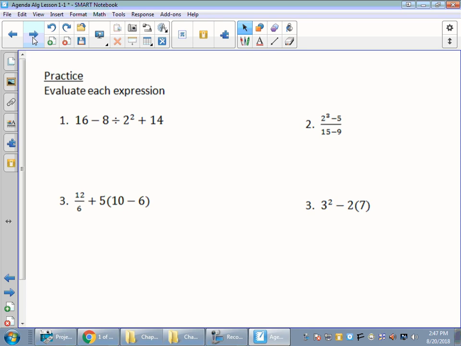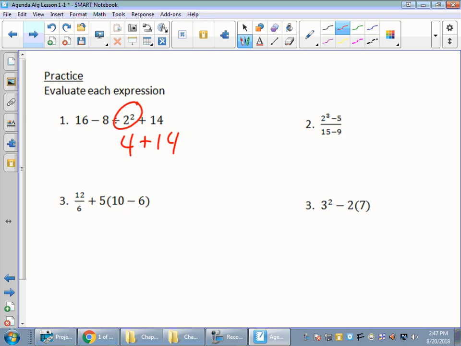So we've got 16 minus 8 divided by 2 squared plus 14. The first question we have to ask ourselves is, do we have any parentheses? No, we don't. So next on the list is exponents. Do we have exponents? We sure do. 2 squared. So let's evaluate that first. What is 2 squared? Well, it's 4. So I'm going to evaluate that expression, and now I'm going to bring everything else down.